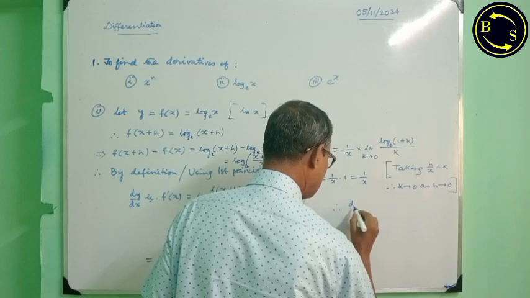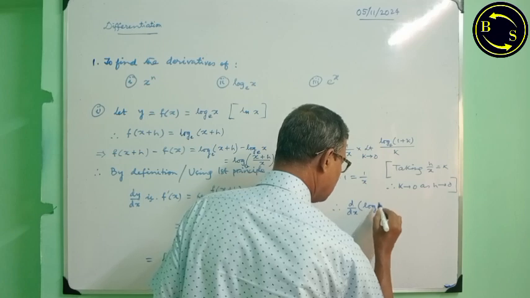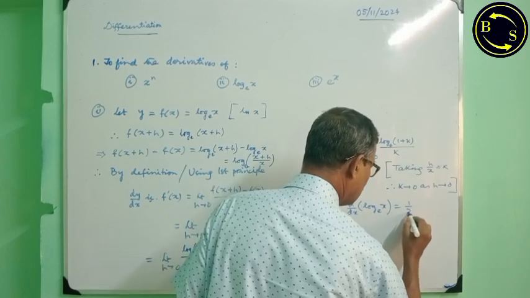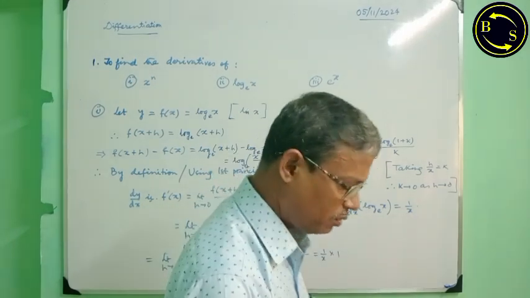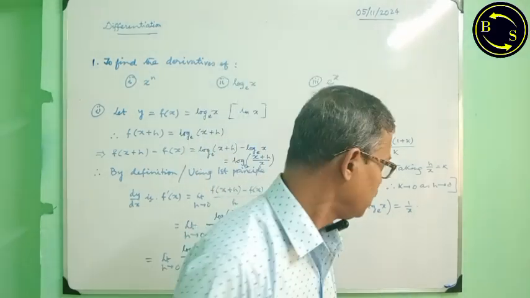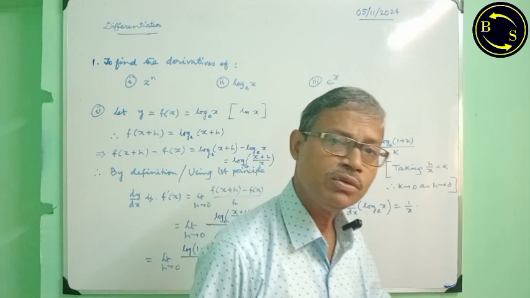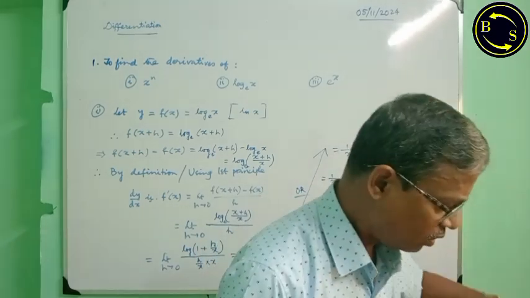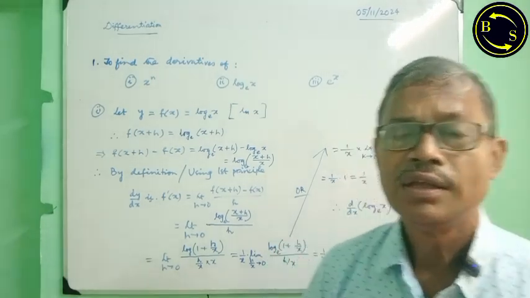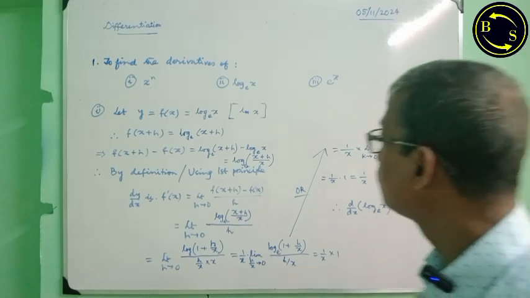Therefore, final step: d/dx of log x to the base e is equal to 1 by x. Remember, in calculus, the base of the logarithm is e. If it is not e, then you have to use the logarithmic formula to take the base as e. Next, we move to the third sum.